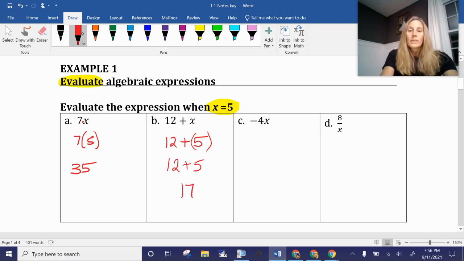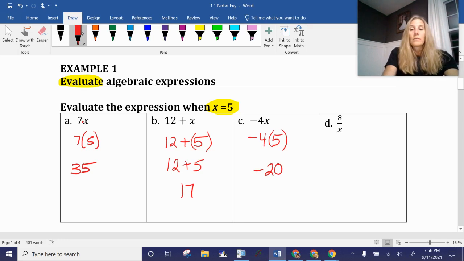Now for example C, we have -4, and we're substituting in the 5 for the variable x. Again, this parenthesis here with the number right next to it is indicating that this is going to be a multiplication. And we have a negative here. So we're multiplying a -4, the positive 5, which is going to give us -20.